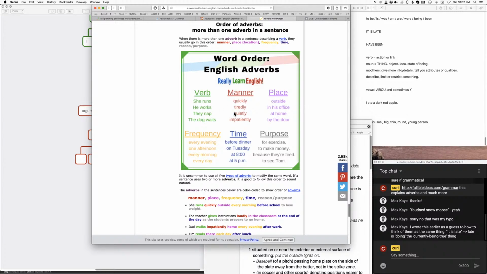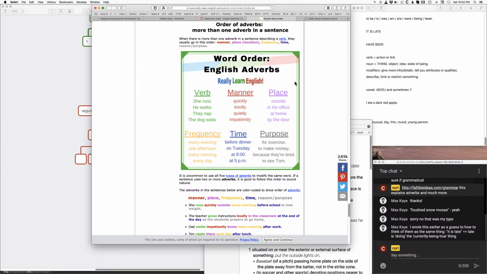So nap can be modified by quietly and by "at home". Waits can be modified by impatiently and by the door. So these are examples of manner and place. Manner being quickly, tiredly, quietly, impatiently. Does that make sense so far for ways of modifying verbs? I think so. Manner is the way you're doing it, and place is where you're doing it.